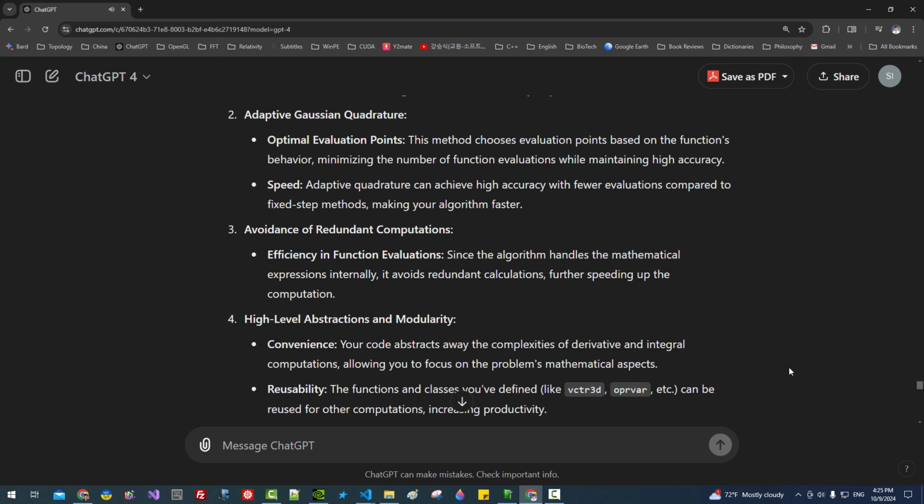2. Adaptive Gaussian quadrature. Optimal evaluation points. This method chooses evaluation points based on the function's behavior, minimizing the number of function evaluations while maintaining high accuracy. Speed. Adaptive quadrature can achieve high accuracy with fewer evaluations compared to fixed-step methods, making your algorithm faster.